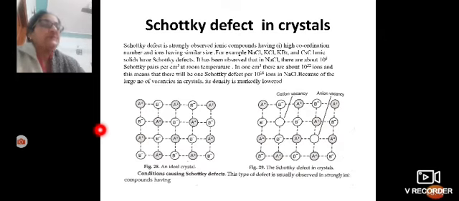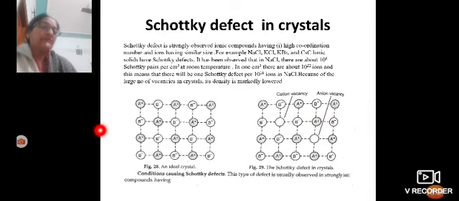It has been observed that in sodium chloride there are about 10^6 Schottky pairs per cubic centimeter at room temperature. In 1 cubic centimeter there are about 10^22 ions, and this means that there will be one Schottky defect per 10^16 ions in sodium chloride. Because of the large number of vacancies in the crystal, its density is markedly low.